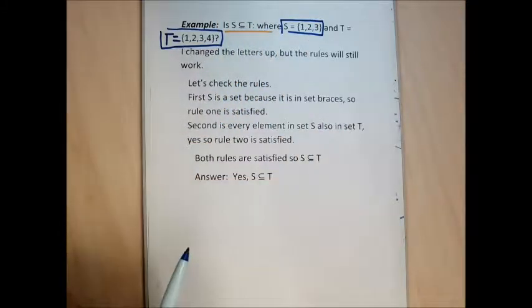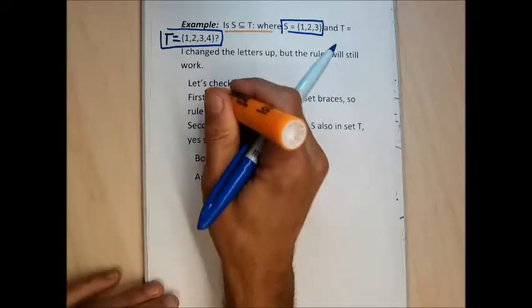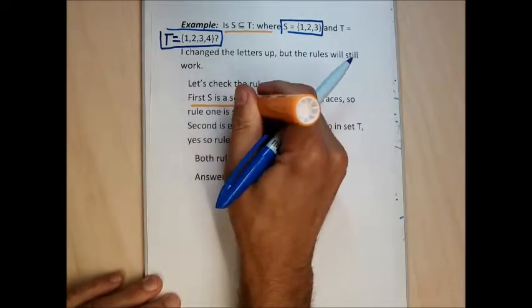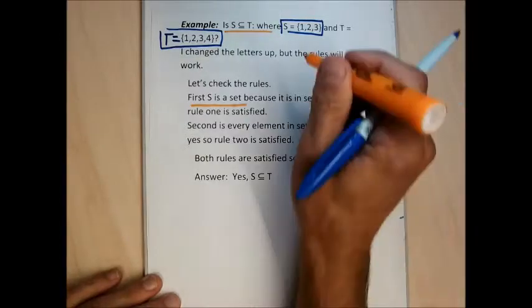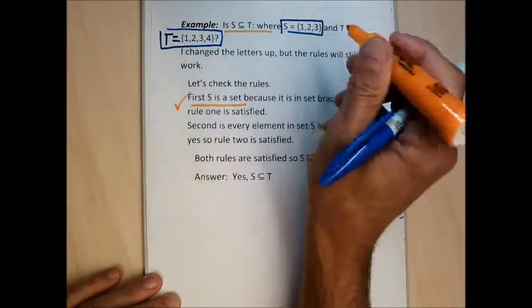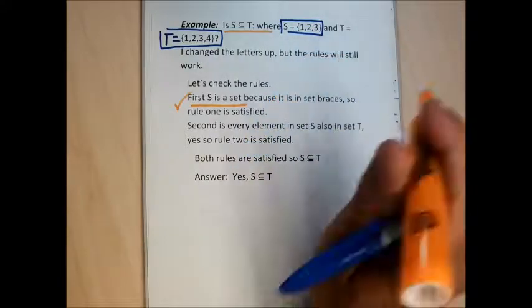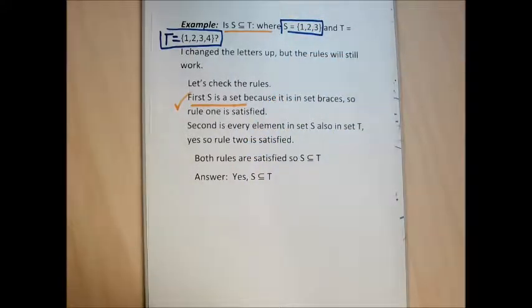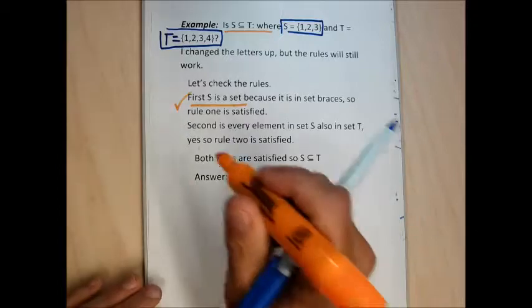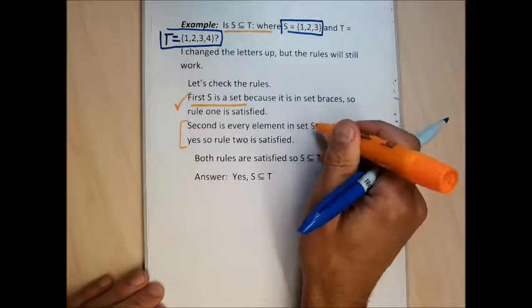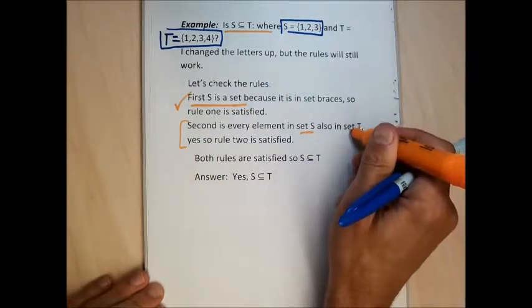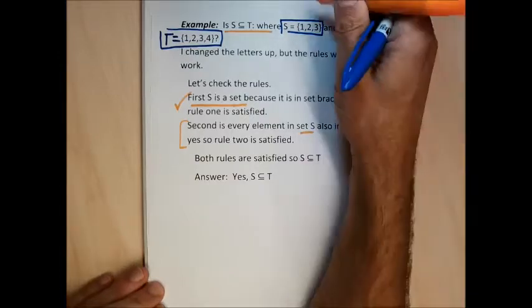Well, what does it mean for S to be a subset of T? It means it needs to satisfy two rules. The first rule is S needs to be a set. S is a set because it's in set braces. As long as I see the elements inside set braces, that qualifies to be a set. The second rule is that every element in set S is also an element in set T.